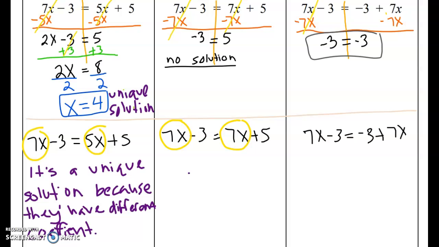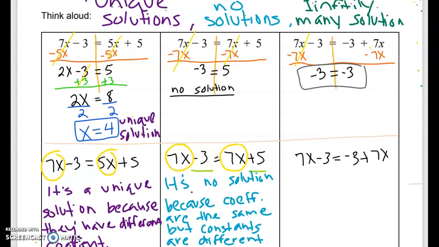And then as soon as I notice that they have the same coefficients, I want to notice their constant. I have a negative 3 as a constant and this positive 5 as a constant. The way you know it's a no solution by looking at a problem that is simplified on both sides is if they have the same coefficients but different constants, then it's going to be a no solution. So it is going to give me a false statement like we did up here as our problem. We said negative 3 is equal to 5, which is a false statement.